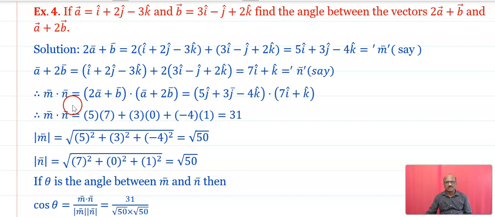M bar dot n bar, that is 2a bar plus b bar dot a bar plus 2b bar. The value of 2a bar plus b bar is 5i cap plus 3j cap minus 4k cap. And what about a bar plus 2b bar? It is 7i cap plus k cap, and their dot product. First is i, here is i, sorry.